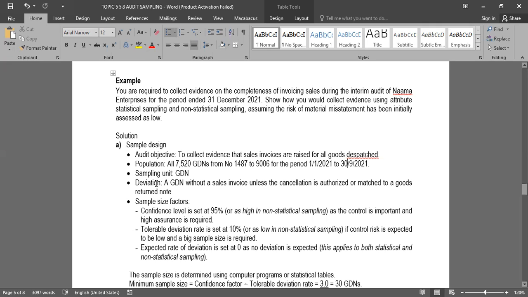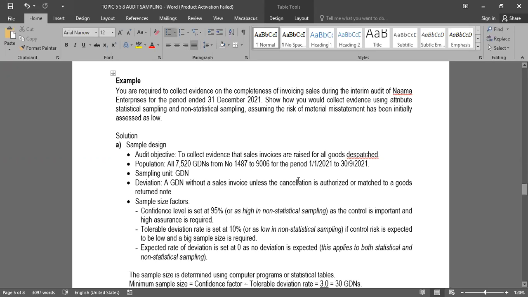As I try to look for the audit objective, what is the likely thing that may go wrong? In this scenario, it is when you have a goods delivery note without a sales invoice. That means that you're not recording everything. However, if there's a justifiable reason why the goods delivery note does not have a sales invoice, then it's not a deviation.